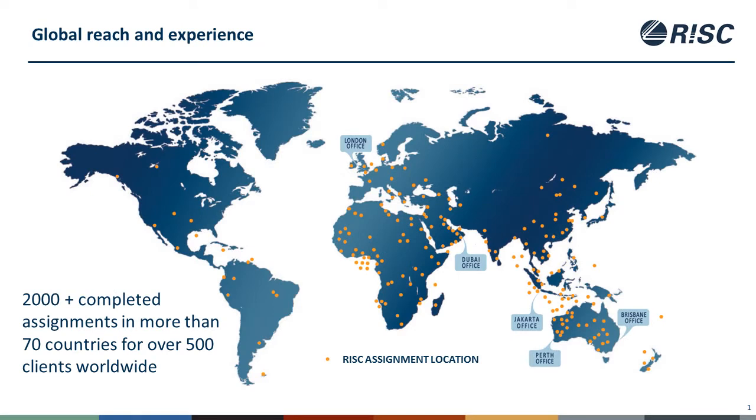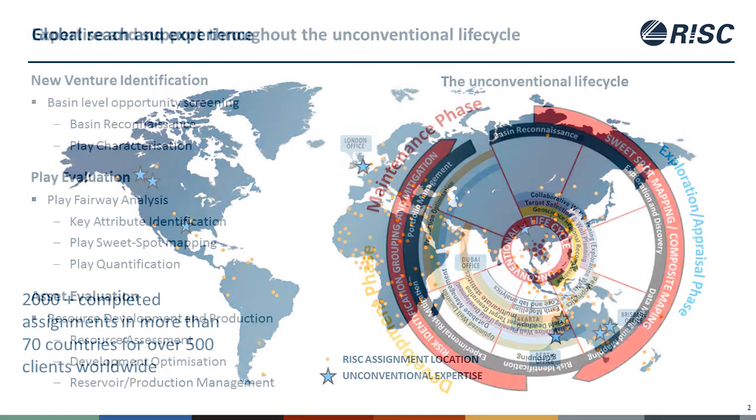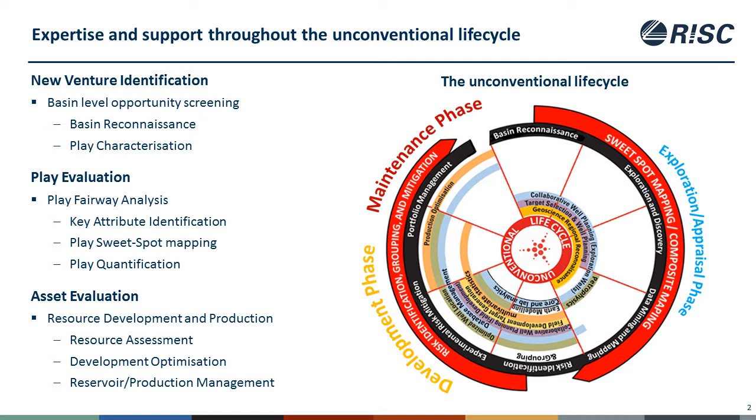RISC has completed over 2,000 assignments across the world in more than 70 countries, and in line with the industry over the last 10 years, we've supported our clients on an ever-increasing number of unconventional assets. RISC expertise can be found throughout the unconventional lifecycle, from basin-level opportunity screening and play characterization, right through to reservoir and production management of your unconventional assets.